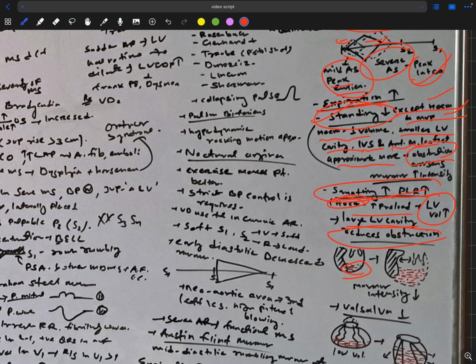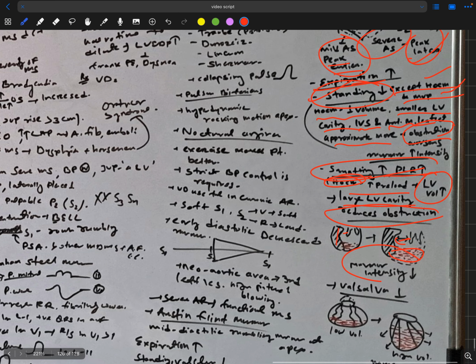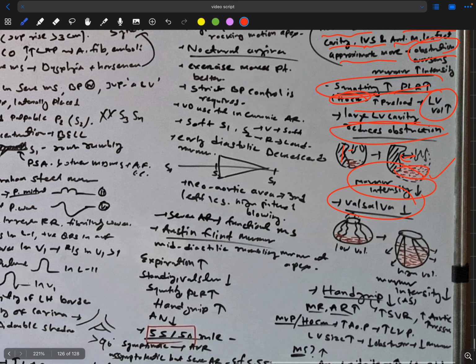Here you can see that when there is less volume, the anterior mitral leaflet and the septum are close to each other. When there is more volume inside the left ventricle, they are far away from each other. That leads to a decrease in murmur intensity. In case of Valsalva, there is decreased preload.